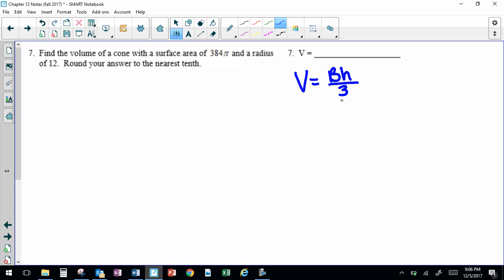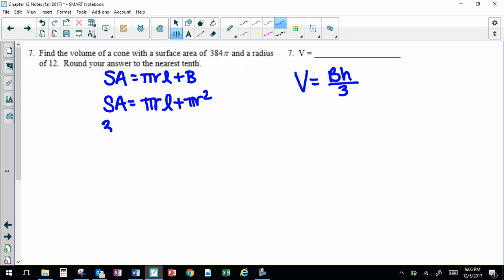And so we're going to have to do some work here. So surface area, for a cone, is pi RL plus capital B. Well, let's change this capital B into the formula that it actually is. So then I would have surface area equals pi RL. And remember how we find the area of the base of a cone, which is a circle, we use pi times radius squared. So I'm going to change the B into this, because then I can plug in some stuff. So then I know the surface area is 384 pi.